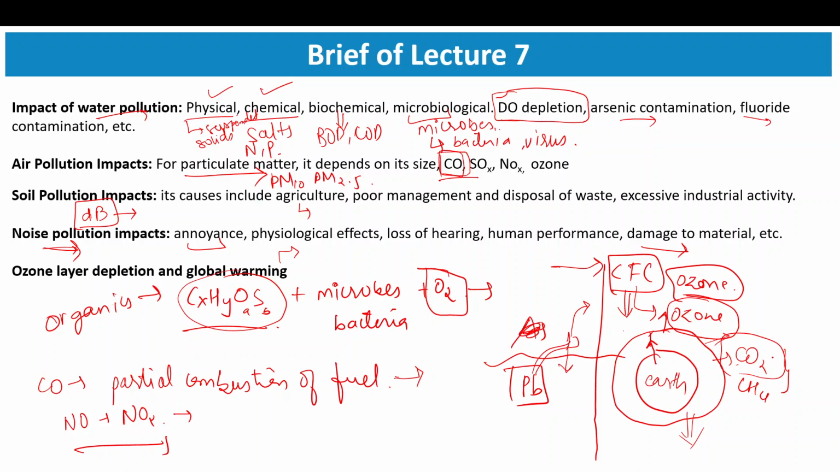Now as the concentration of CO2 and CH4 increases, and more greenhouse gases are emitted, they will absorb more and more of the infrared radiation coming to earth, and that is how the average temperature on the earth will rise. This is nothing but global warming.